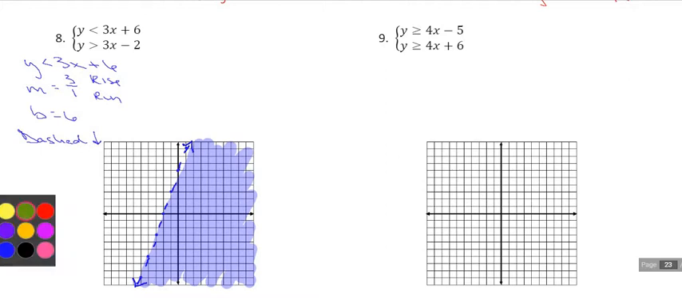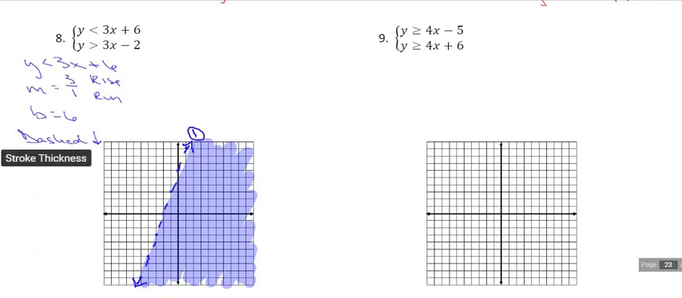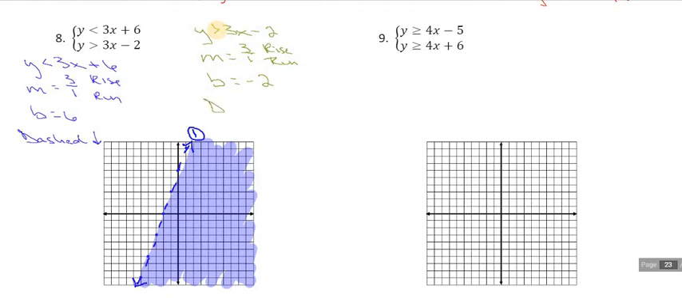For our second linear inequality, oops, so that's our first. For the second one, we have y is greater than 3x minus 2, giving us a slope of 3 over 1, same as the previous one. So we have parallel lines again, and a y-intercept of negative 2. Because it is a greater than, it means we have a dashed line, and we're shading above.